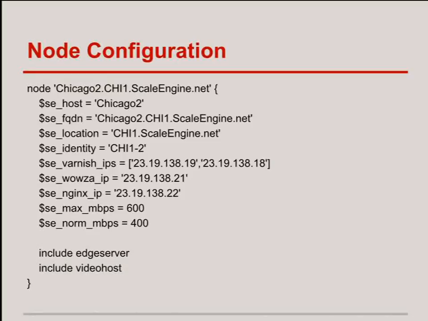And then we tell Puppet which IP addresses on this machine are for what. So Varnish, we have an array so that we can handle more than 65,000 concurrent connections. And then our WAVSO, which is our video server, and our Nginx have dedicated IP addresses. And for load balancing, we also specify at what traffic level this machine should stop accepting new traffic, and at what traffic level it should be ready to take more again. And then we include our various roles at the bottom. So an edge server has Varnish and Nginx, and a video server has our video server.